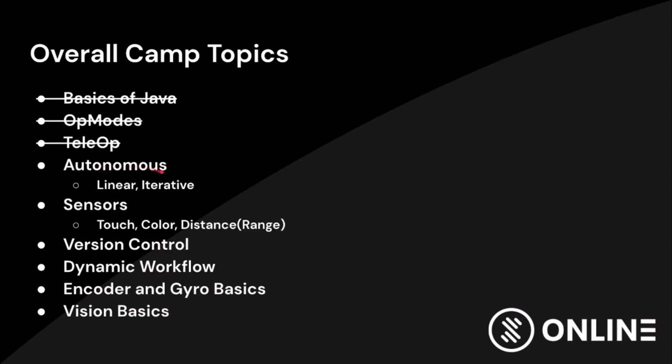Last week we got the basics of Java covered, op modes, and then teleop. Today we're going to be starting off with our autonomous and go through sensors, a little bit of our dynamic workflow and modular code, as well as encoder basics, with next week for version control and vision basics.